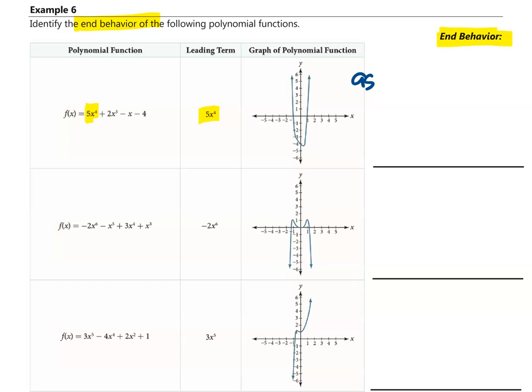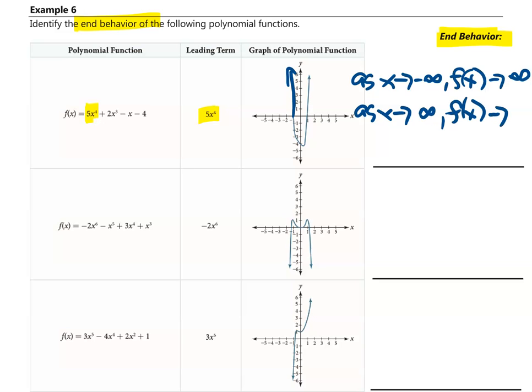So as x approaches negative infinity, f of x approaches, if you follow this graph, yes, positive infinity. Then as x approaches infinity, f of x approaches also infinity.